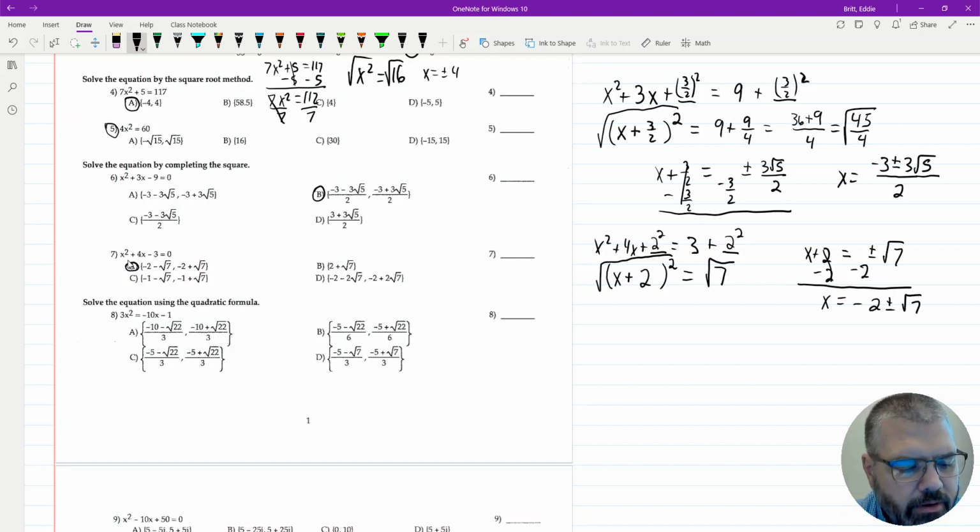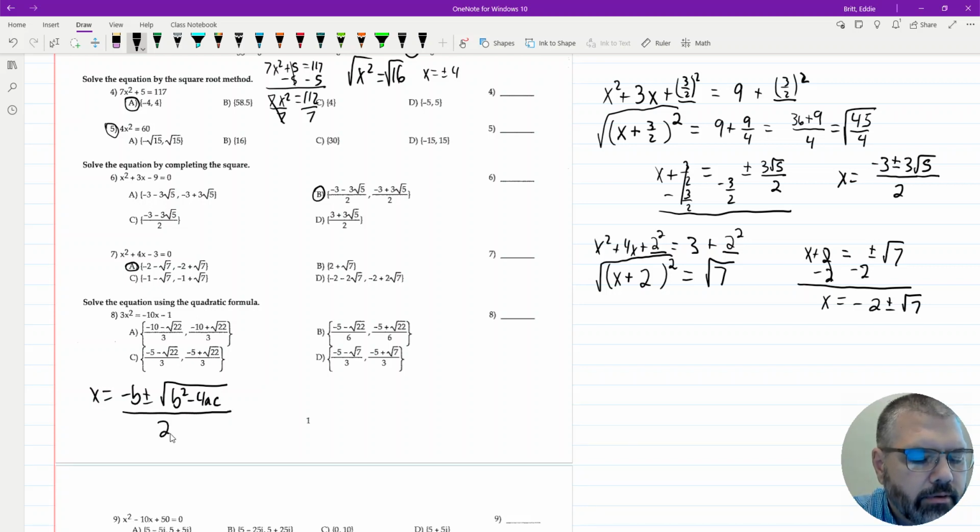Alright, number 8 says to use the quadratic formula to solve. Honestly, on 6 and 7, if I was a little confused with completing the square, I'd probably use the quadratic formula, just because that's a good way to check. So the quadratic formula is x equals negative b plus or minus the square root of b squared minus 4ac all over 2a.